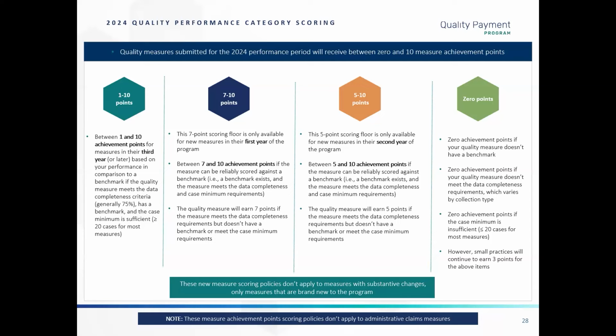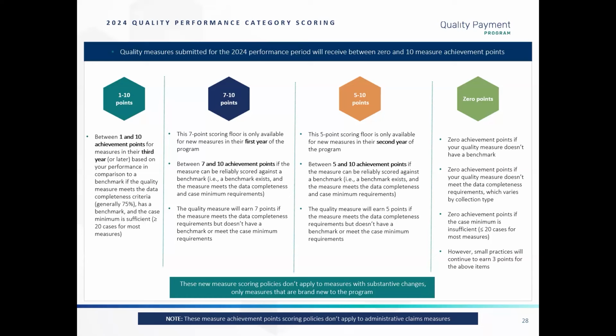So there are 1 to 10 achievement points available for measures in their third year or beyond based on your performance in comparison to a benchmark. If the measure meets the data completeness threshold criteria, that the measure has a benchmark, and the case minimum is met. There are also 7 to 10 achievement points for measures in their first year of the program. So between 7 and 10 achievement points are available if the measure can be reliably scored against a benchmark. And if a benchmark exists and the measure meets the data completeness threshold and case minimum requirements are met. So the quality measure will earn 7 points if the measure meets the data completeness requirement but does not have a benchmark or meet the case minimum requirements.